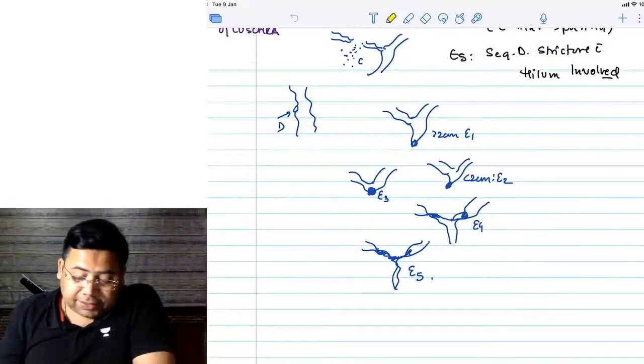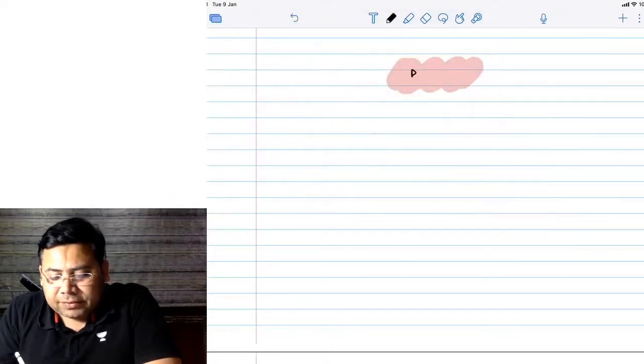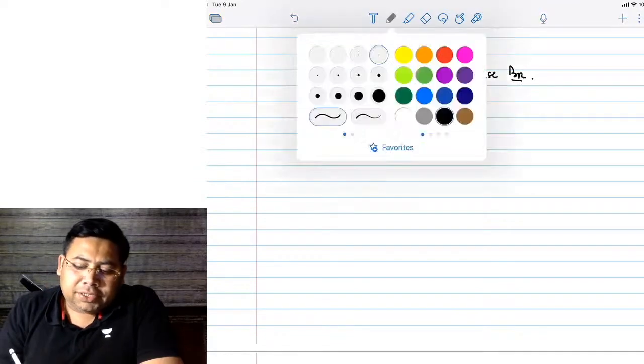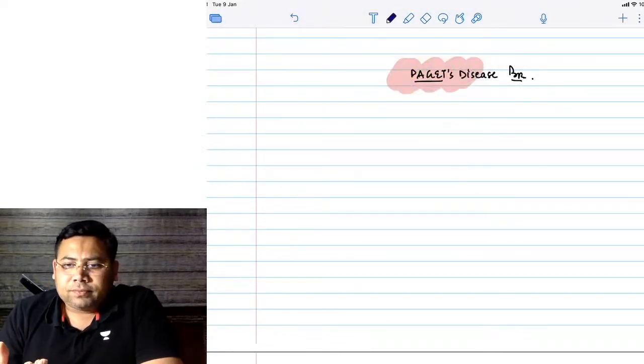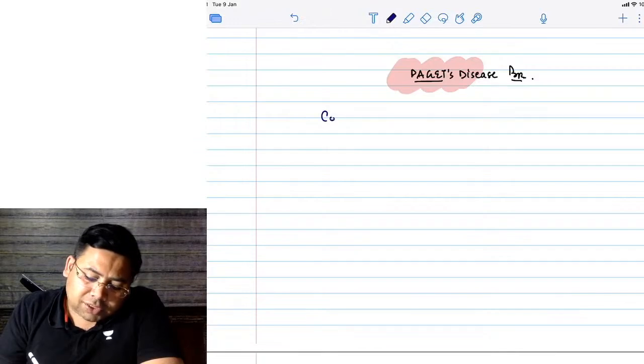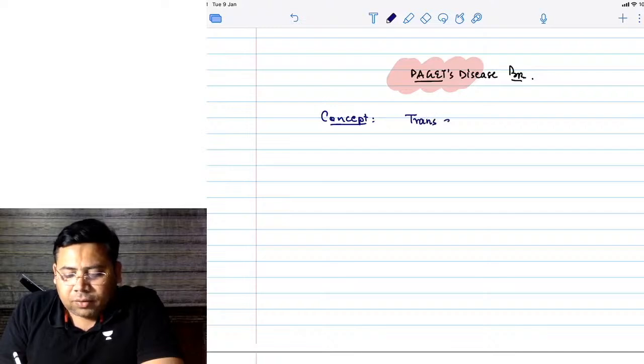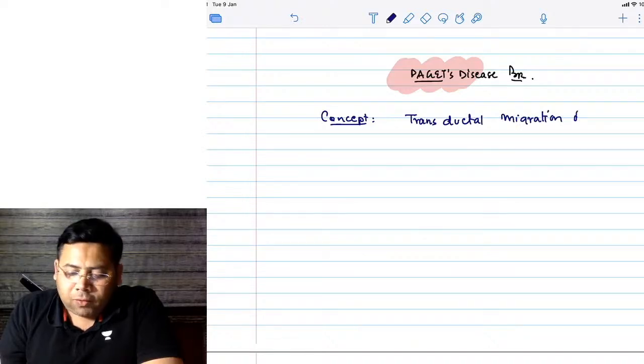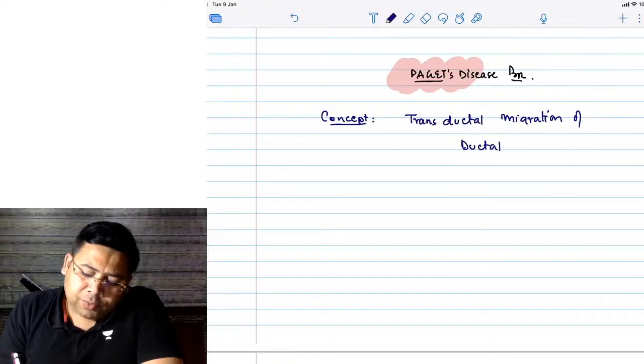So let us try to understand something about Paget's also. What is Paget's? Everything about Paget's. When we are talking about Paget's disease, there are a lot of Paget's in the body, but I am talking about Paget's disease of the breast. Actually, this is an underlying malignancy which comes up like the lava of a volcano. Now, what is the theory? What is the concept behind Paget's disease? It is transductal migration of the tumor cells, migration of ductal tumor cells.